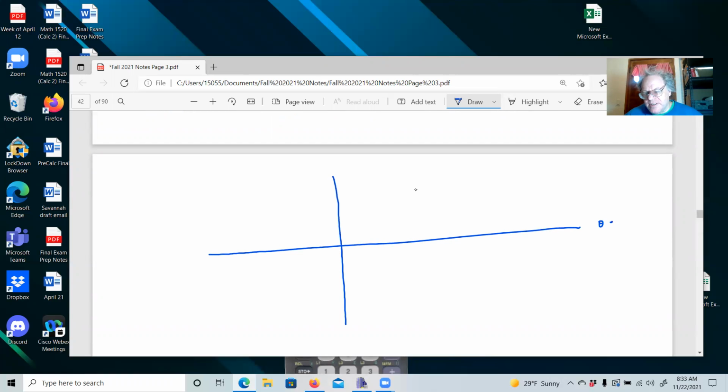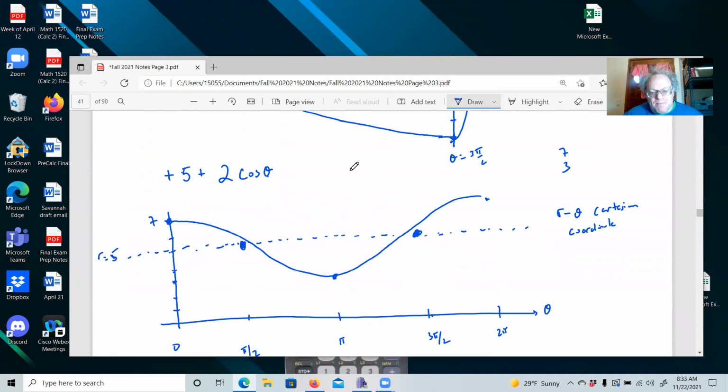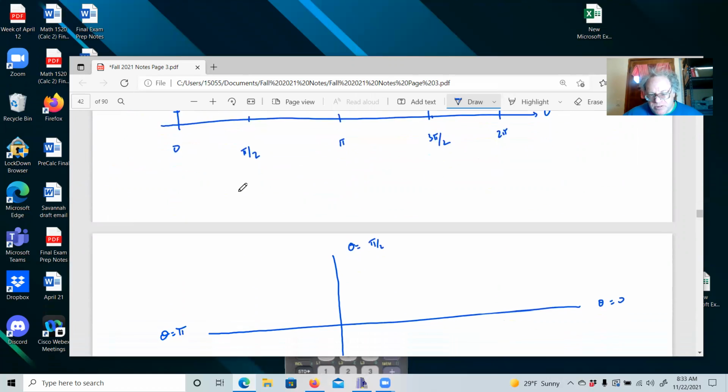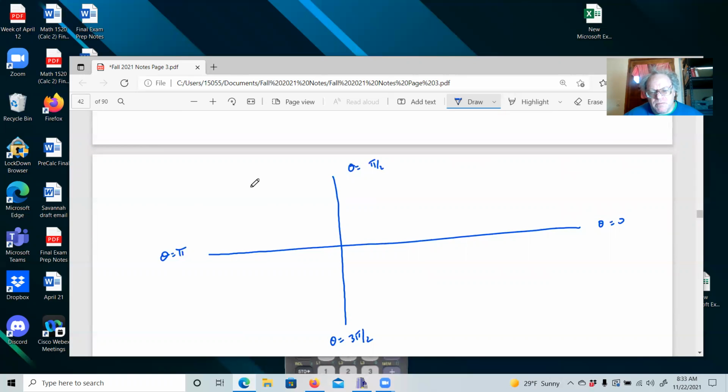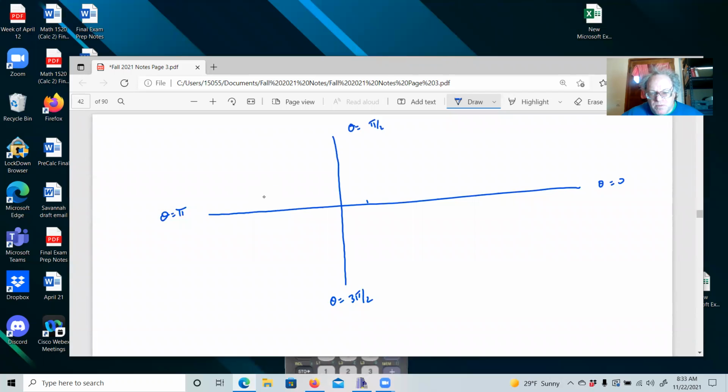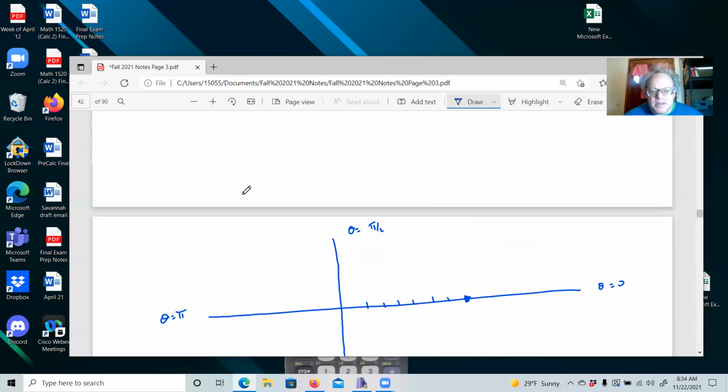So this is theta is equal to 0. Theta is equal to pi over 2. Theta is equal to pi. Theta is equal to 3 pi over 2. All right. So when theta is equal to 0, this whole function r is equal to 7. So we have 1, 2, 3, 4, 5, 6, 7. Okay, here we go.